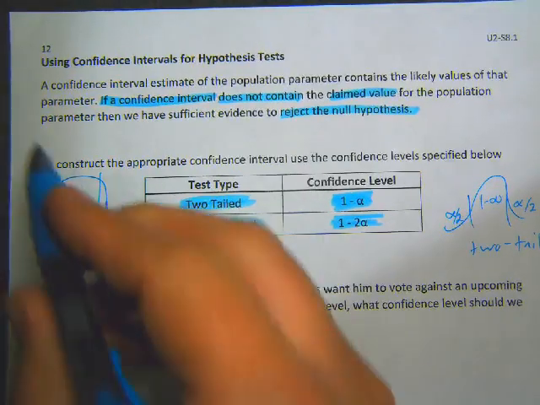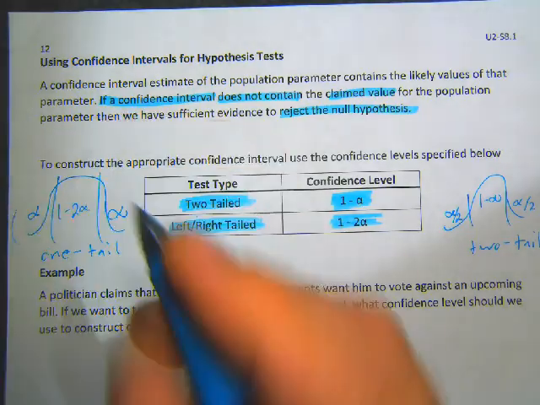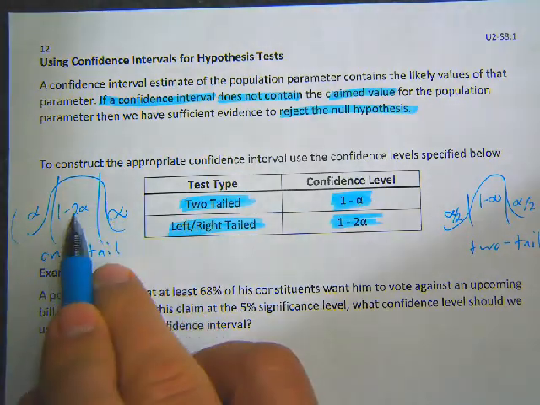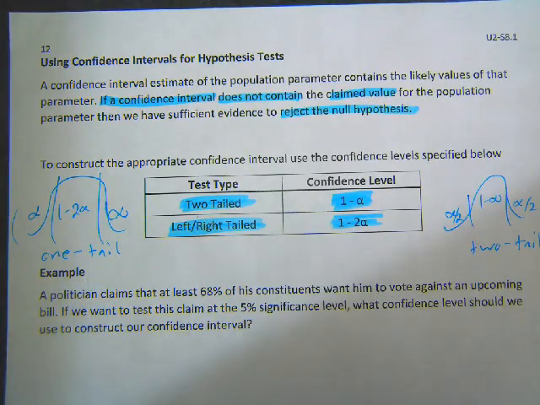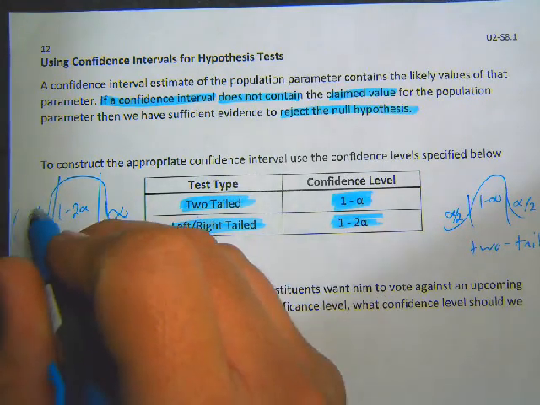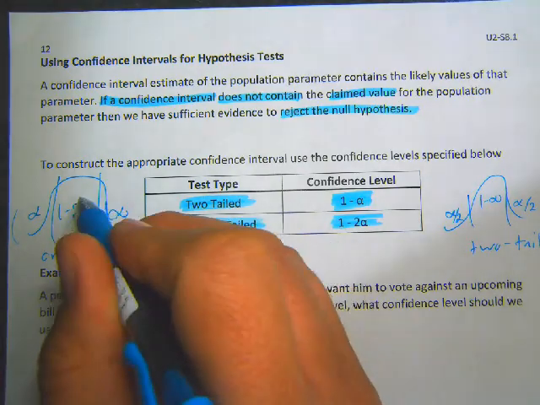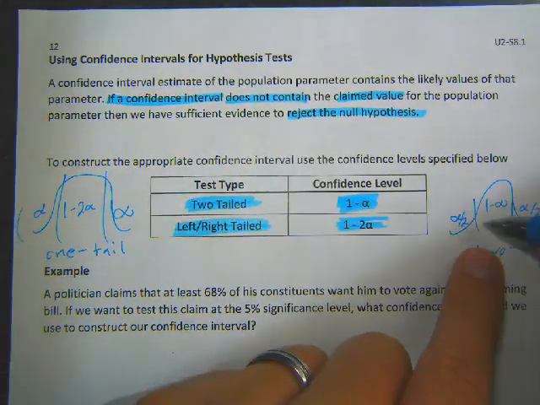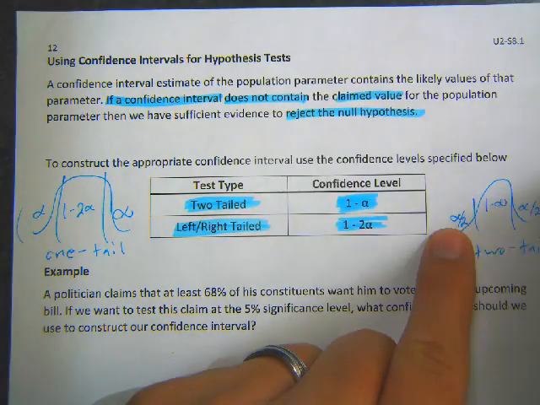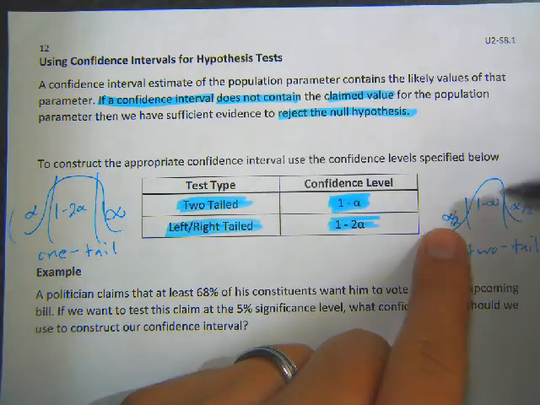So in order to make sure you have a whole alpha on the one side, you have to put another alpha over here. So you have to take away two alphas to get your confidence level. Like if alpha is 5%, you'd have to put 5% here, 5% here. So you take away 10%, you'd only have 90% left in the middle. But if alpha is 5% and you're doing a two-tailed test, well, between the two ends you have 5% total, and so then the middle would be 95%.